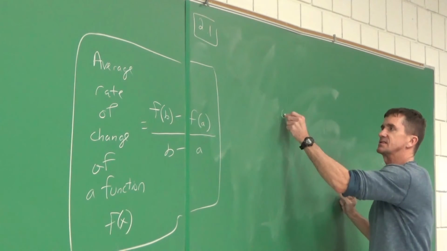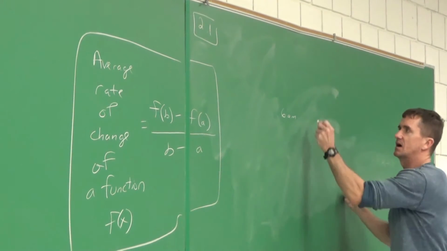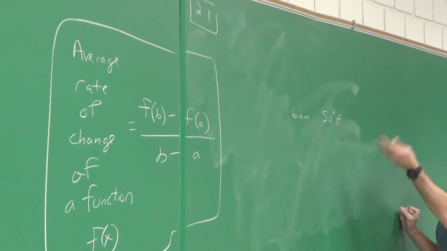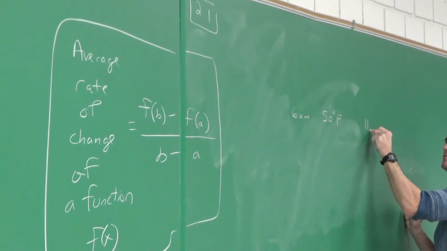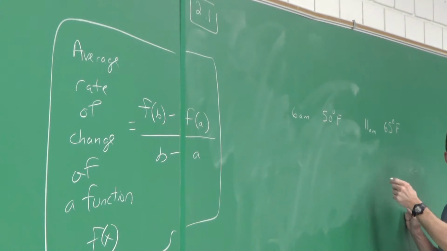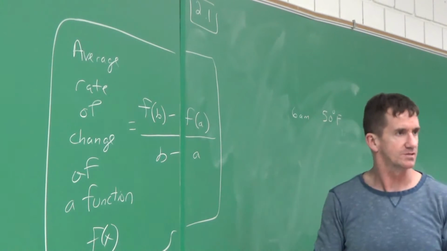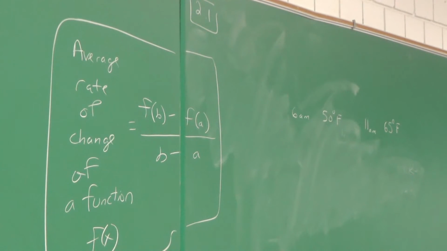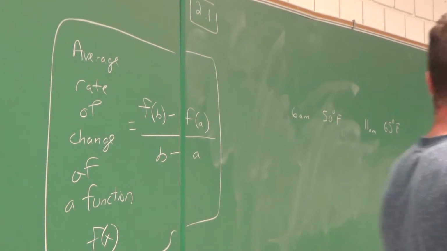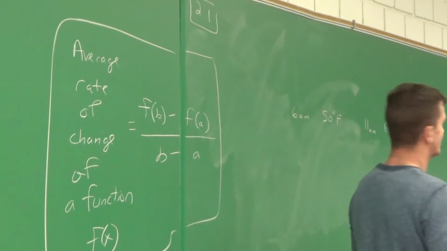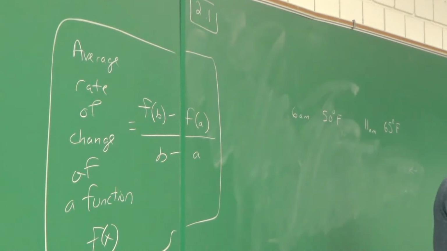Remember when at 6 a.m., it was 50 degrees Fahrenheit. 5 hours later, it's 11 a.m. It was 65 degrees Fahrenheit. All right? And my question for you, it's a math question. Can you find the average rate of change of the temperature over that time period? And you're like, yeah, I can do it. Well, this is all you do. The temperature went up, didn't it? But on average, how did it go up per hour?